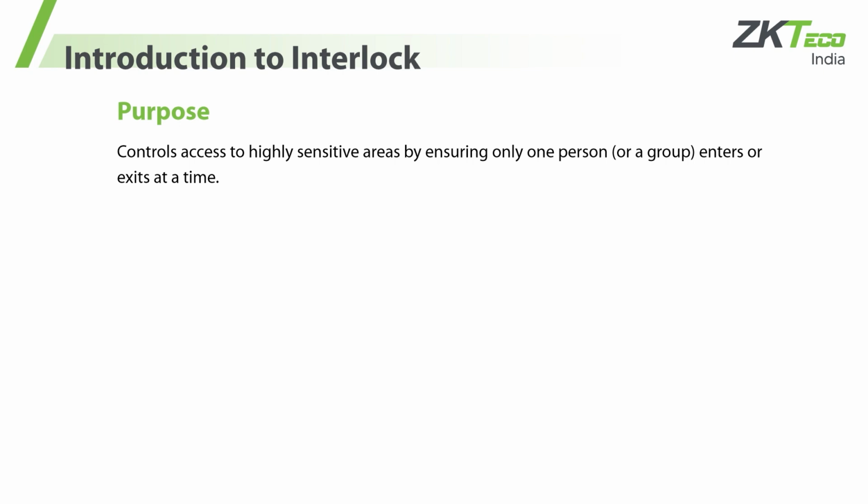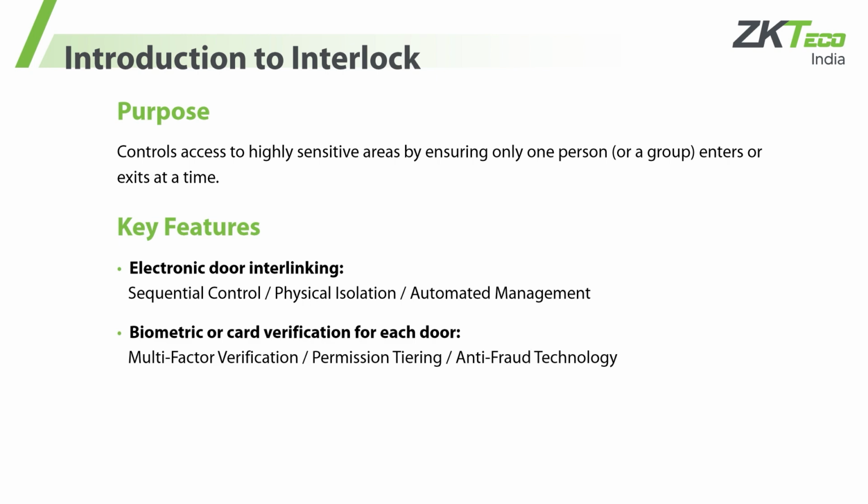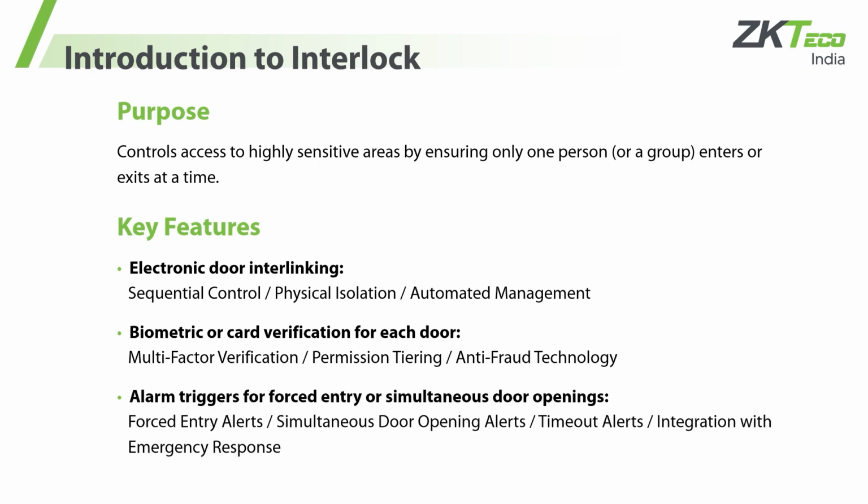There are three main characteristics. The first is electronic door interlinking, which can realize sequence control, physical isolation, and automated management functions. The second is to perform biometric identification or access card verification on every door, thereby realizing the functions of multi-biometric verification, permission tiering, and anti-fraud technology. The last point is alarm triggers for forced entry or simultaneous door opening, such as forced entry alarm, simultaneous door opening alarm, and integrated incident response service.